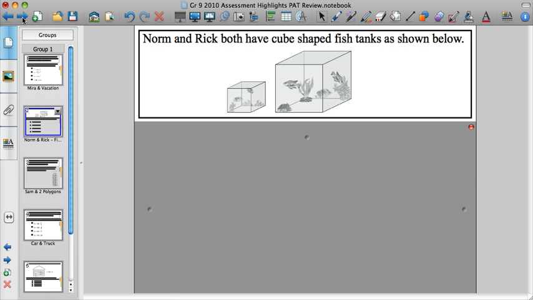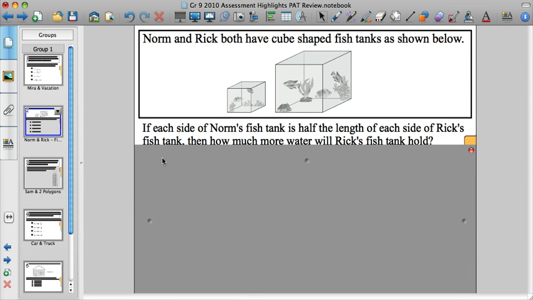So this is a slightly different question. This one's a nice one. We've got a visual and they have the cube-shaped fish tanks, and so lots of conversation could take place around this, what they know, volume, surface area, all sorts of stuff that kids could come up with. And then the question here is, if each side of Norm's fish tank is half the length of each side of Rick's fish tank, then how much more water will Rick's fish tank hold?